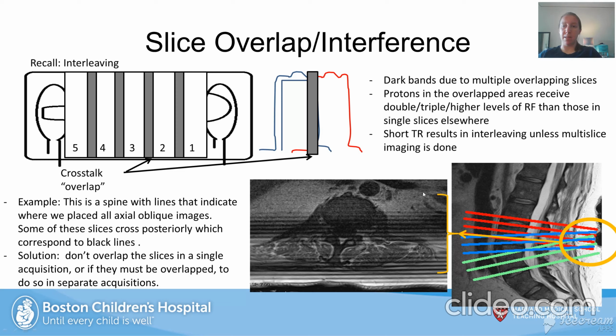The protons in the overlapped areas receive double, triple, or higher levels of RF than those in the single slices elsewhere. So we don't use a short TR, because that results in interleaving, unless you're using a multi-slice imaging technique. In this case, you have a whole bunch of images that are acquired of the spine here, and they've overlapped with each other to show these huge bands in the image here.